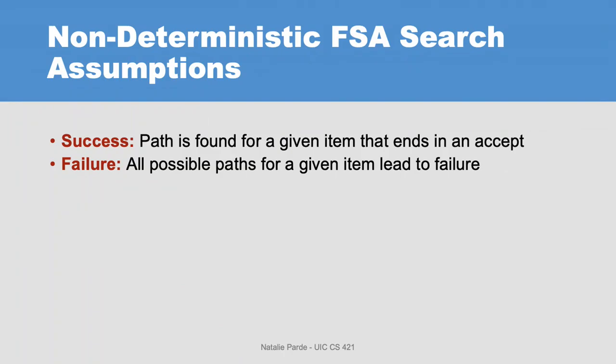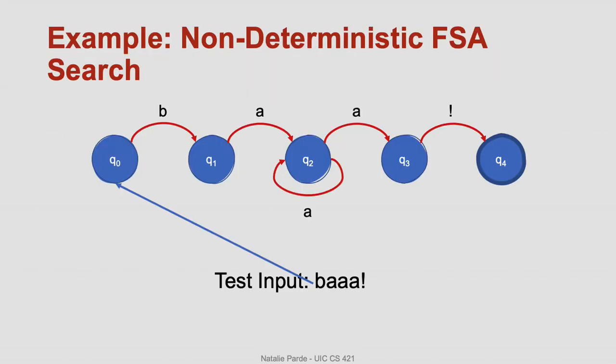Overall, the search succeeds if any path is found for a given item that ends in an accept. The search fails if all possible paths for a given item lead to failure. So we could determine whether the search for a sample string ba with 3 A's is successful as follows.